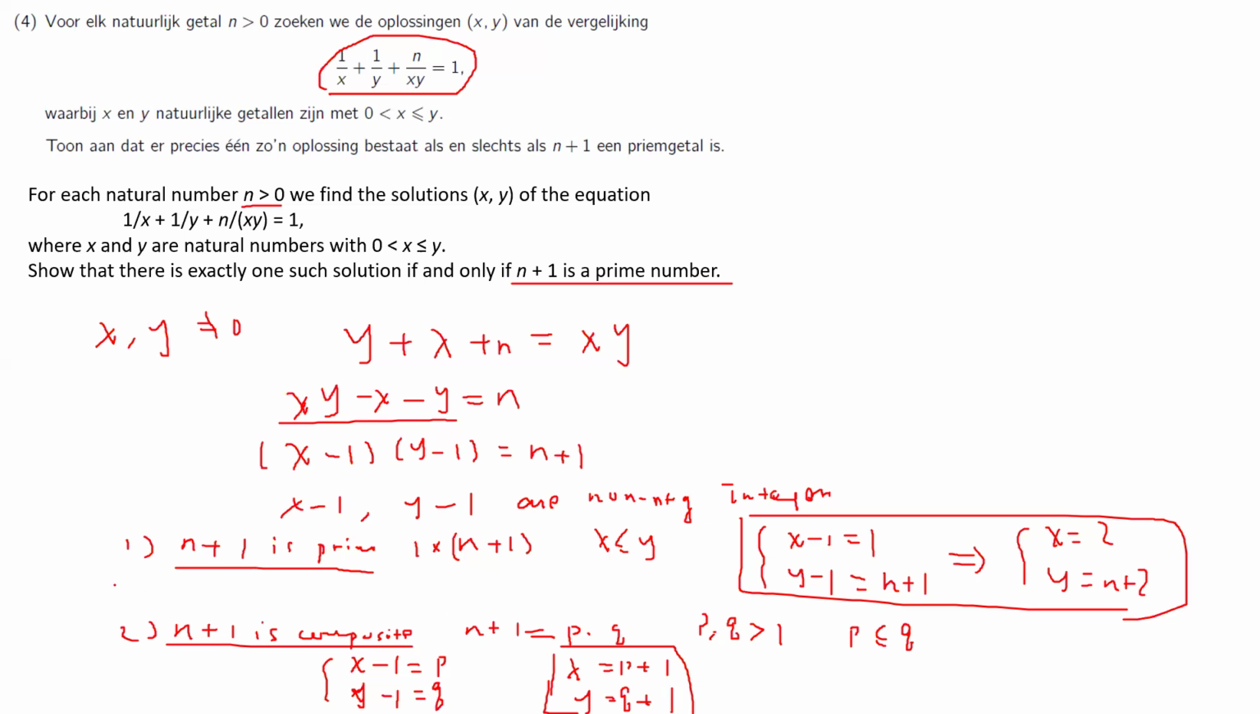So altogether, if we combine these two cases, we have shown that the equation gives one and only one solution exactly when n plus 1 is a prime number. So that is the necessary and sufficient condition. Okay, that ends problem number 4.